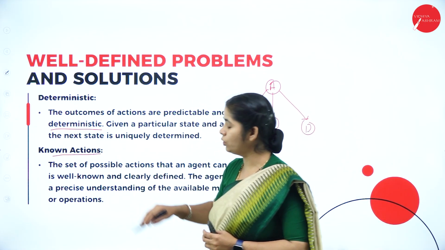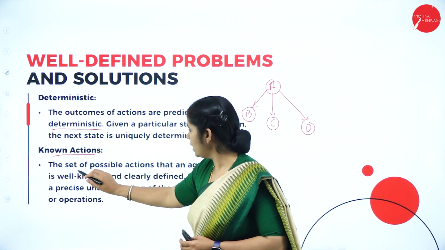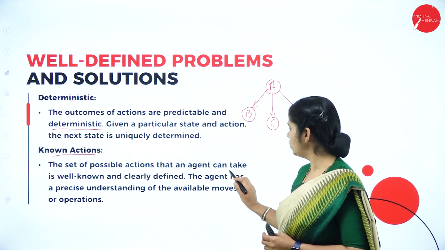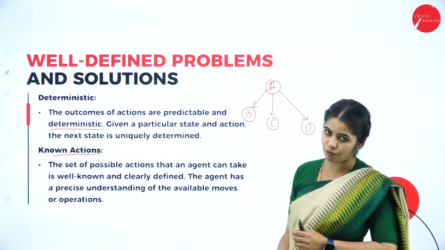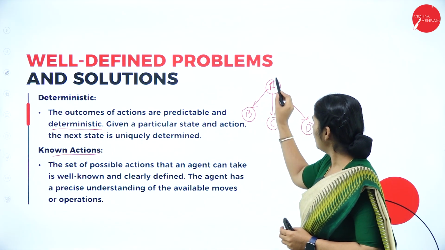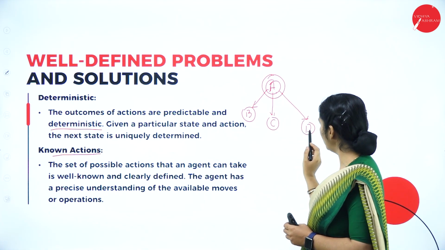One more key component is known actions. The set of possible actions that the agent can take is well known and clearly defined. It should be known, because here we know that A is connected to B, A is connected to C, and A is connected to D.